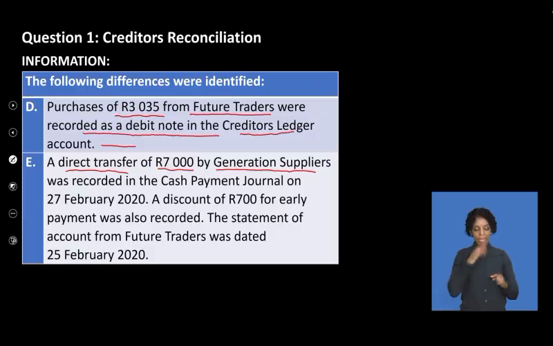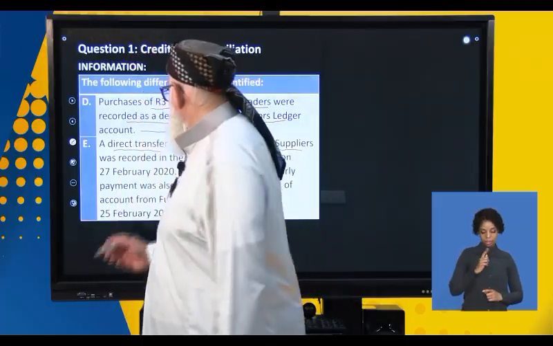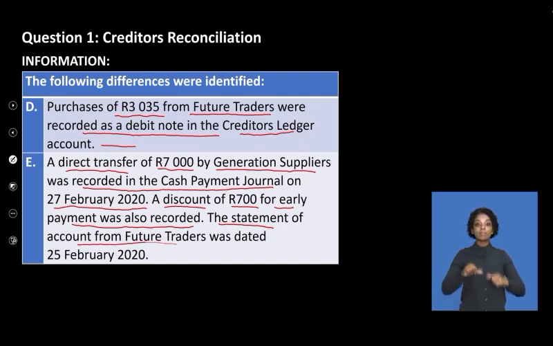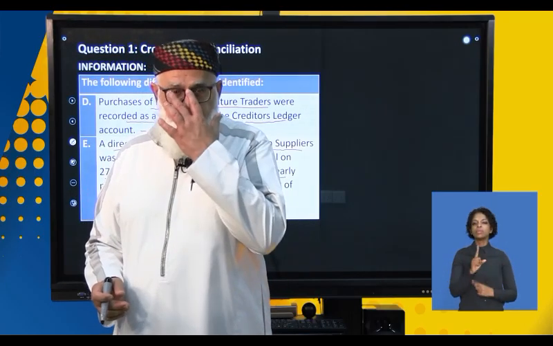We've made an EFT into the account of future traders, was recorded in the cash payments journal on the 27th of February 2020. A discount of 700 Rand for early payment was also recorded, right? The statement of account from future traders was dated the 25th of February. Okay, now clearly, what's the challenge?